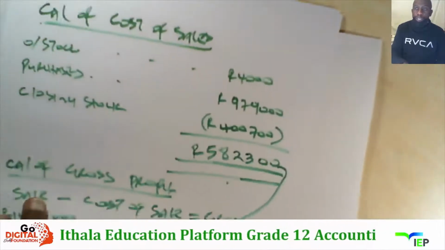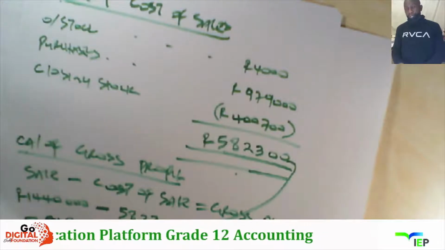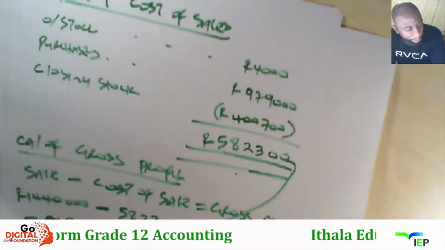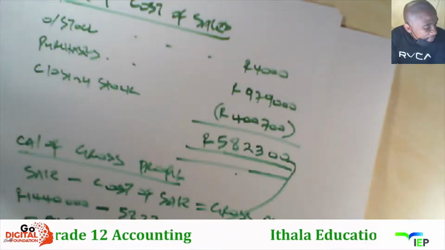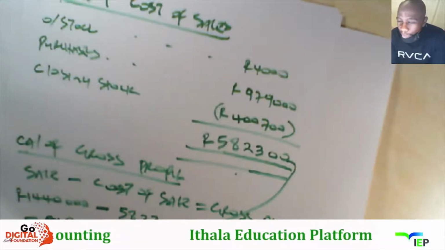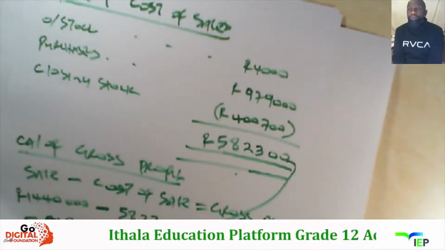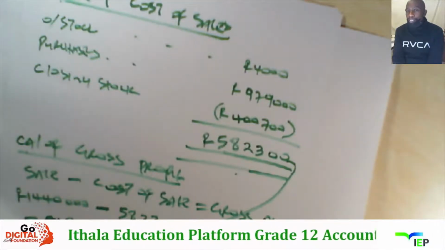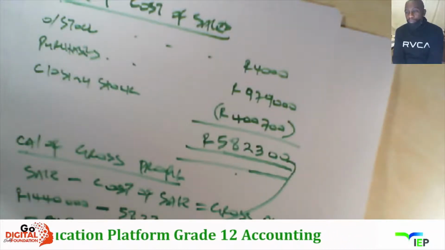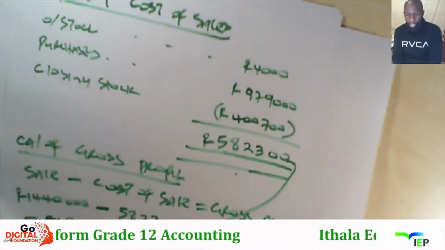So that's how you calculate the closing stock by using FIFO. Another thing you must know, if they say define what is FIFO, don't say first in first out, otherwise there will be no marks. You have to say the stock that is bought in first must be sold first. You must know how to define it.